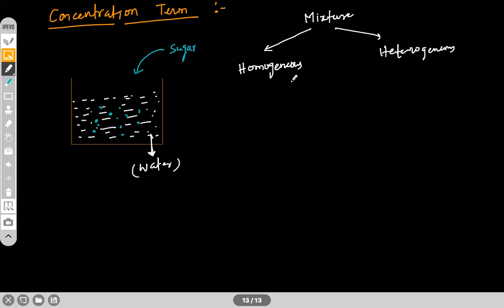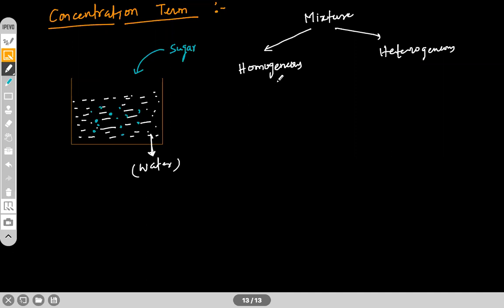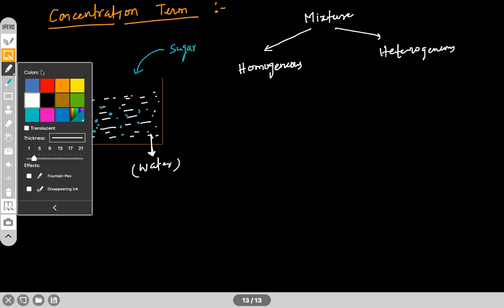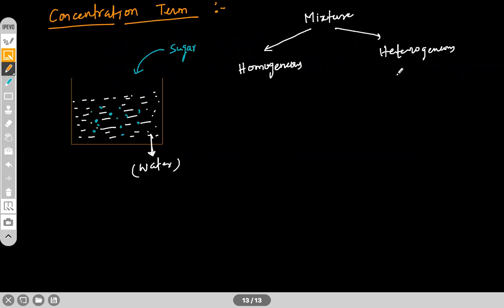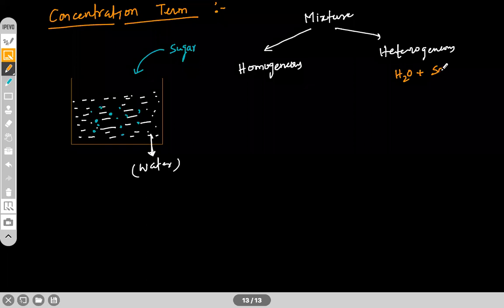Heterogeneous mixture, homogeneous and heterogeneous. Homogeneous mixtures are those mixtures in which we have only one phase present after dissolving it. Heterogeneous mixture means we have more than one phase. Like for example, we can prepare a heterogeneous mixture when we add sand into water. If you add sand into this, it won't get dissolved.